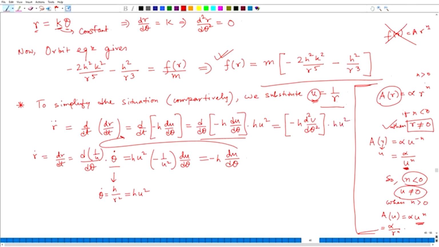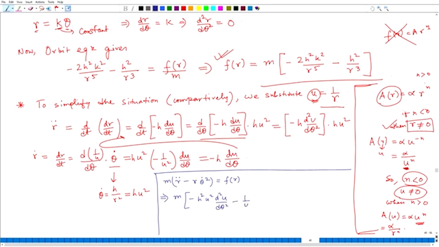Now I can simply write the simplified form of this equation over here. So finally I have m times r double dot minus r theta dot square is equal to f of r. Now instead of that I can write m times minus h square u square d2u d theta 2 minus r, which is 1 over u, and theta dot square is nothing but h square u to the 4.